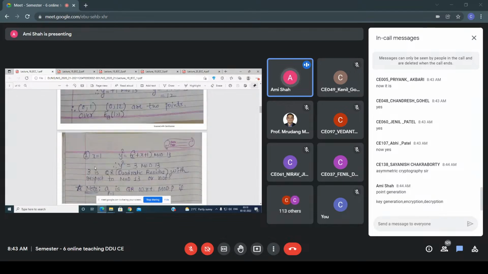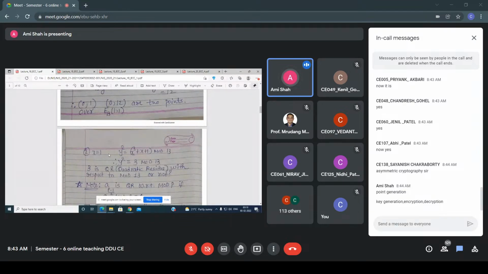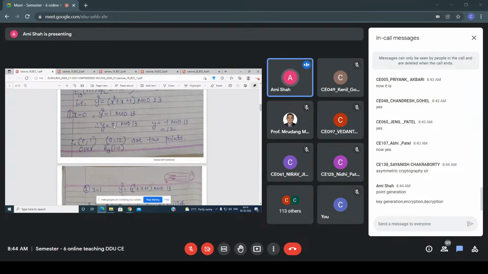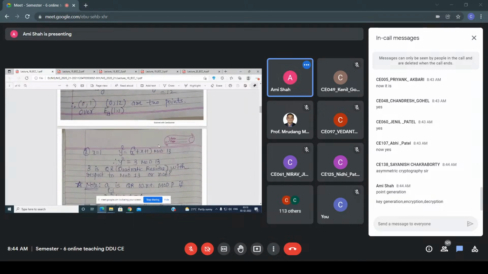Now next, you have to put x equals 1. Here, when you put x equals 1, you get the value 3. In the earlier case, the square root of 1 was possible, so directly you can say plus 1 and minus 1. But here, if y square equals 3, the square roots are not directly possible. So I told you that you have to check whether 3 is a quadratic residue or not. That you have to check.